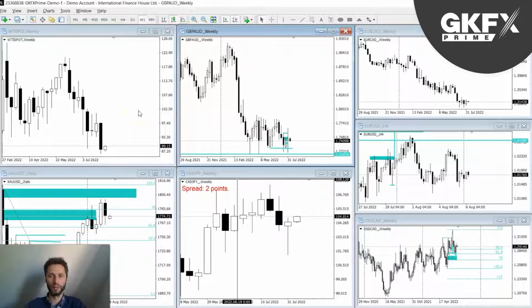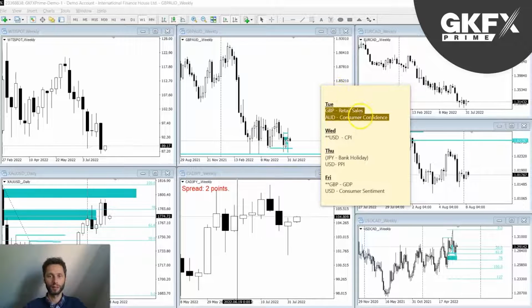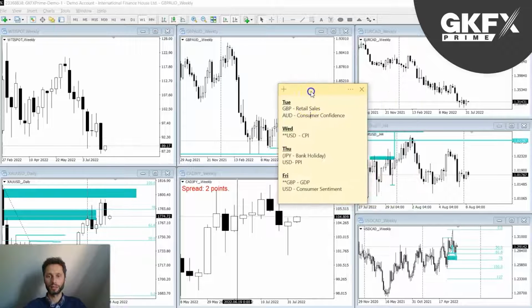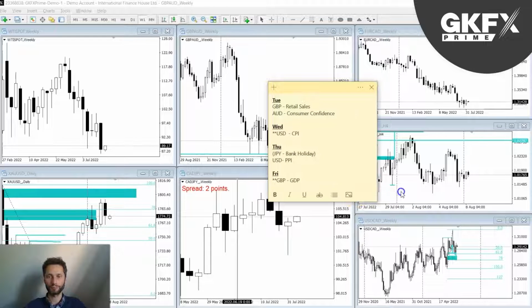I'm going to start with the calendar as I always do, just to have a look at where the volatility could lie. As always, I made a little list of the economic calendar here, just a short version of it with the most important parts to pay attention to. Tuesday, not such a big day. We've got pound retail sales, and in Australia, consumer confidence. These are not major bits of news. They may interact with the market a little bit, but the main news for this week is Wednesday.